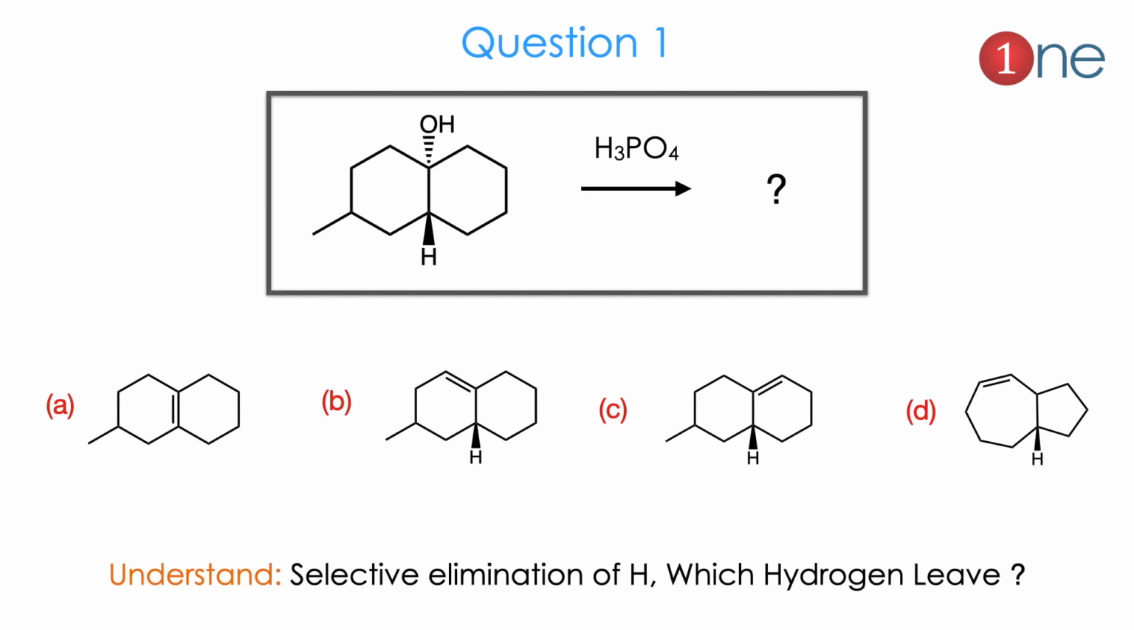Question number 1. The decalin attached with methyl, a trans hydrogen and OH. Phosphoric acid is given. They ask you to find the products. Products are like where the double bond is forming or ring expansion. Here you have to understand that selective elimination of hydrogen occurs, which hydrogen leaves.